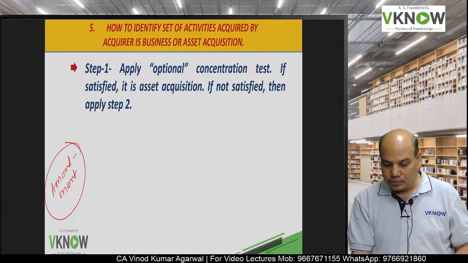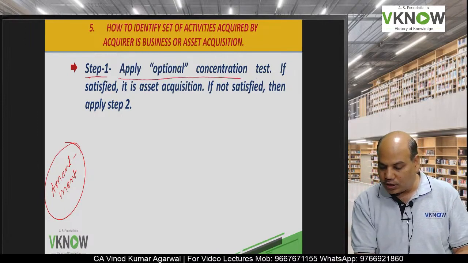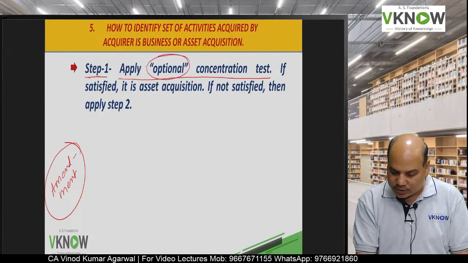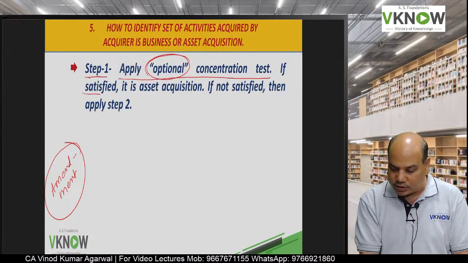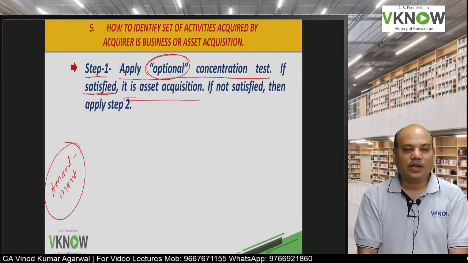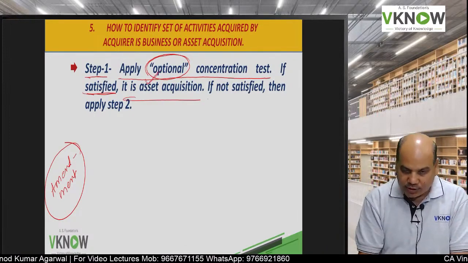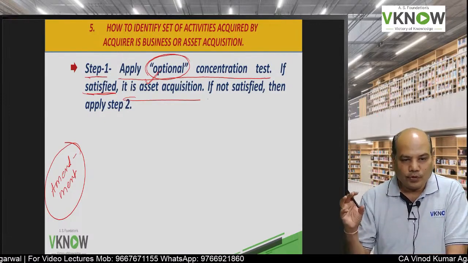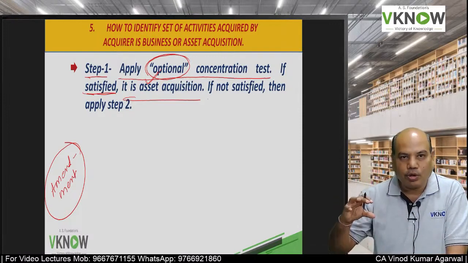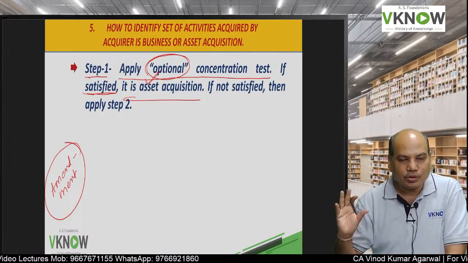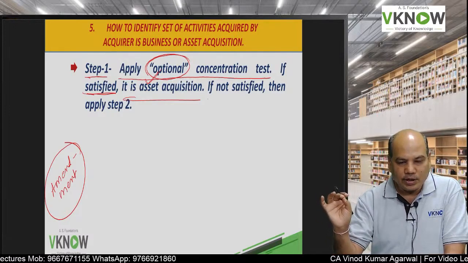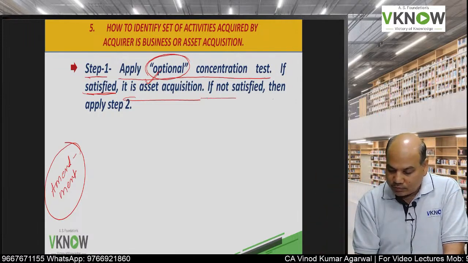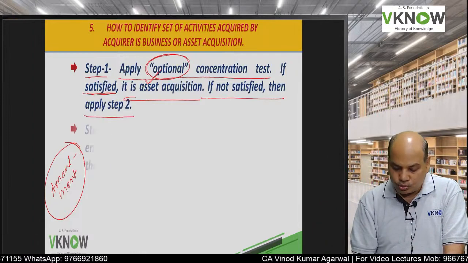They have said, in step 1, apply the optional concentration test. Optional means this is not mandatory, you can apply it. If this test is satisfied, then it is an asset acquisition. We will discuss it in the next slide. First, apply the optional concentration test: whether the majority of the consideration you are paying is for one asset or a group of assets only. If that condition is satisfied, we will call it an asset acquisition. If that condition is not satisfied, then you go to step number 2.